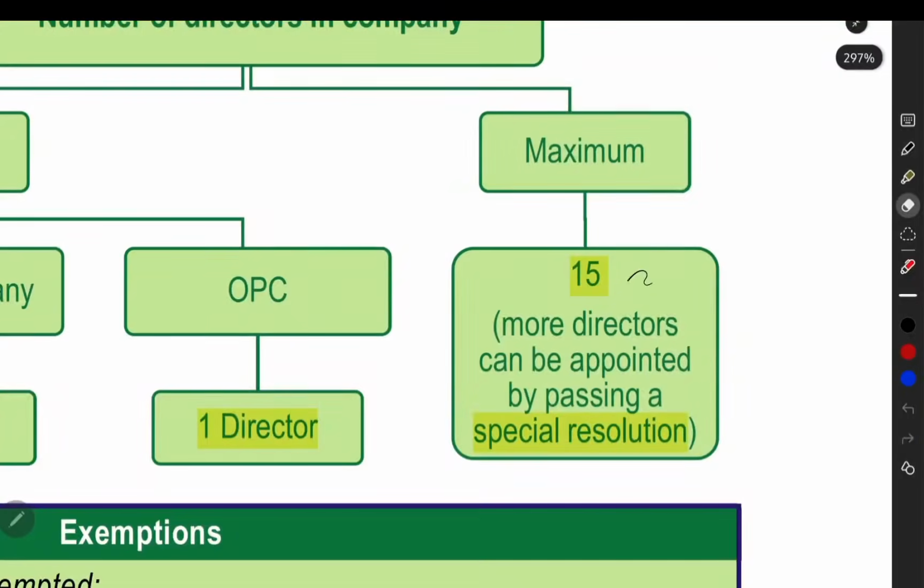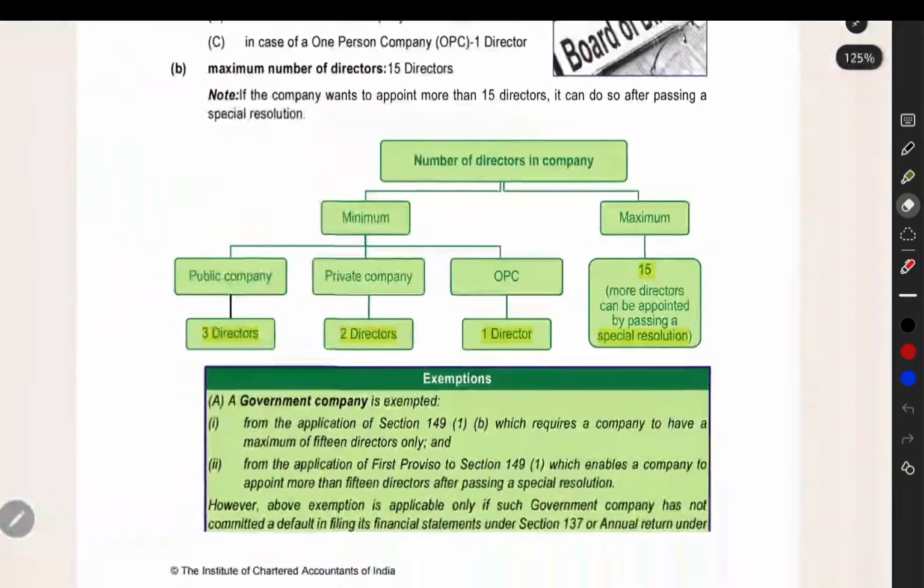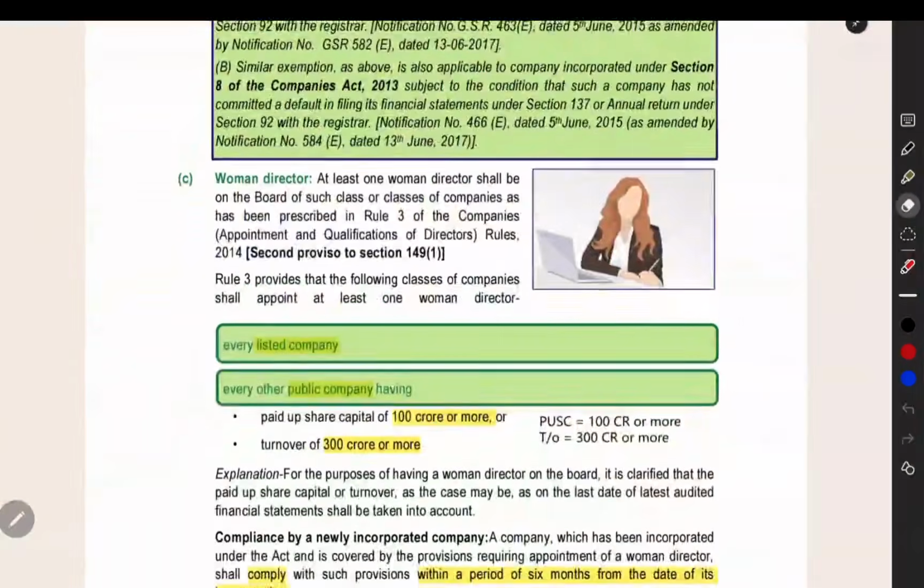The maximum number is 15, but if you want to increase this, you can appoint more directors by passing a special resolution. Special resolution should be passed in order to appoint more than this number of directors.